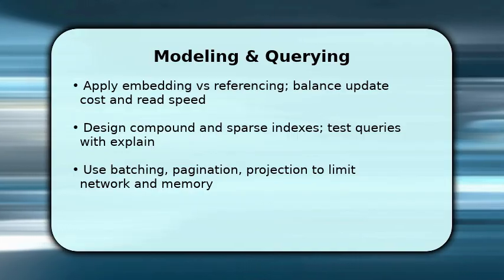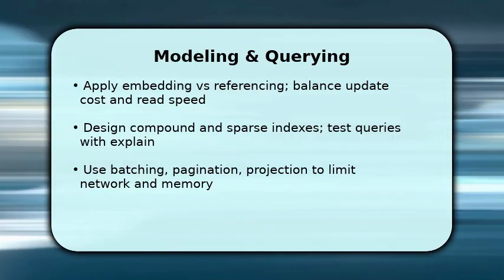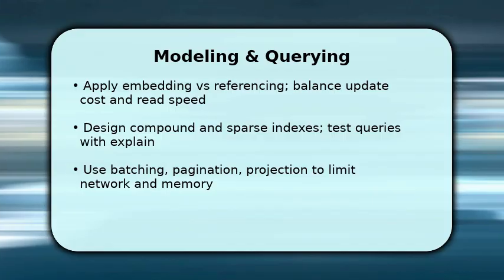Adjust as needed. Implement batching, pagination, and projection to reduce network transfer and memory. Also configure consistency or write concern settings explicitly so you control durability and latency trade-offs.